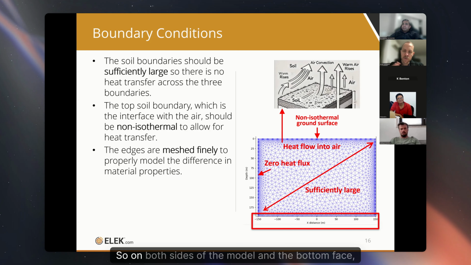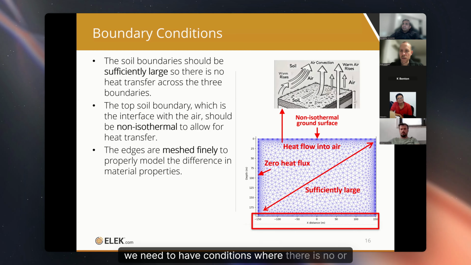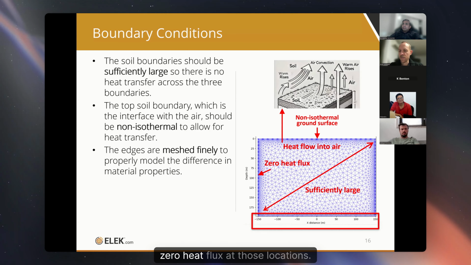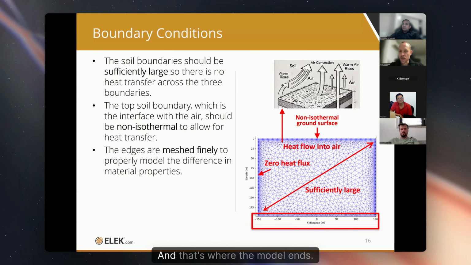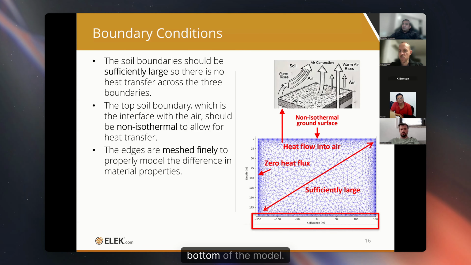So on both sides of the model and the bottom face, we need to have conditions where there is no or zero heat flux at those locations. And that's where the model ends. That's the boundary conditions for the sides and the bottom of the model.